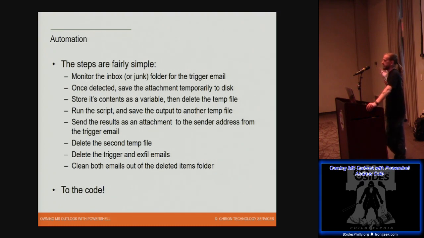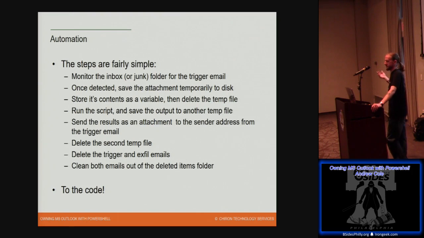Once it writes it to disk, it's going to save its contents as a variable and then delete it off the disk. So again, it's going to be there for a fraction of a second. It's then going to take that contents that's in that variable, which is our script, and it's going to run the script and then save the output to another temp file. This one has to be a file because it's really hard to add an in-memory attachment. It doesn't work that way.